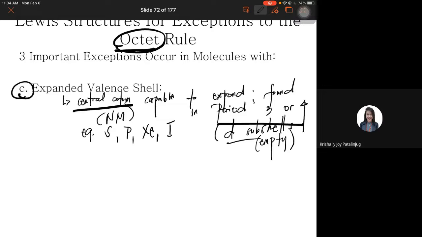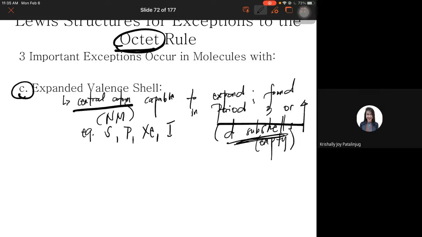Because again, they're capable to expand because they have empty d subshells. When you write their electronic configuration, may mga d orbitals sila. D orbitals nga empty. And that's the reason pwede silang mag-hold ng additional pair of electrons. Okay, so I hope that is clear.